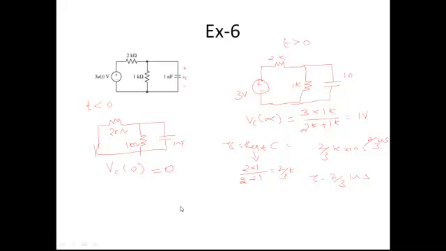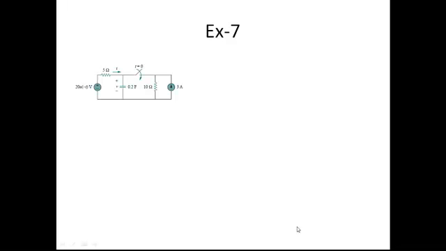Therefore, Vc of t is equal to final voltage Vc of infinity plus initial voltage, which is 0, minus final voltage, which is 1, into e power minus of t minus 0 divided by 2 by 3 times micro. So you will get Vc of t is equal to 1 minus e power minus t divided by 2 by 3 micro. You can very well simplify this also. Okay. Next example. Take this example.